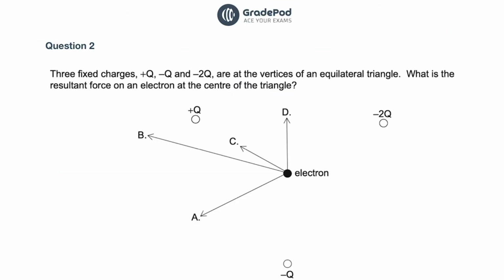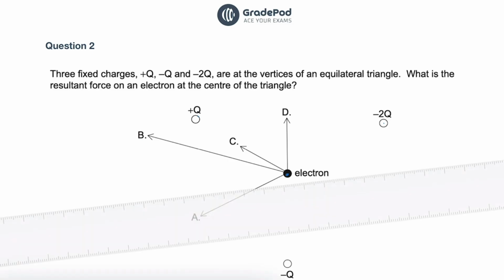Question 2. 3 fixed charges plus q, and minus 2q are at the vertices of an equilateral triangle. What is the resultant force on an electron at the centre of the triangle? We've said it's equilateral. That means we know that the distances between the electron and all the charges is the same. Great, we can start off with that.